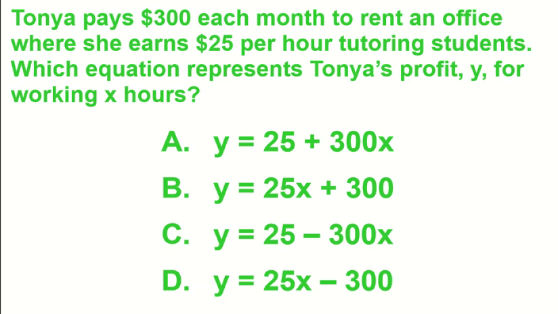Like this one, Tanya pays $300 each month to rent an office where she earns $25 per hour to students. Which equation represents Tanya's profit, Y, for working X hours? The key word here is profit.